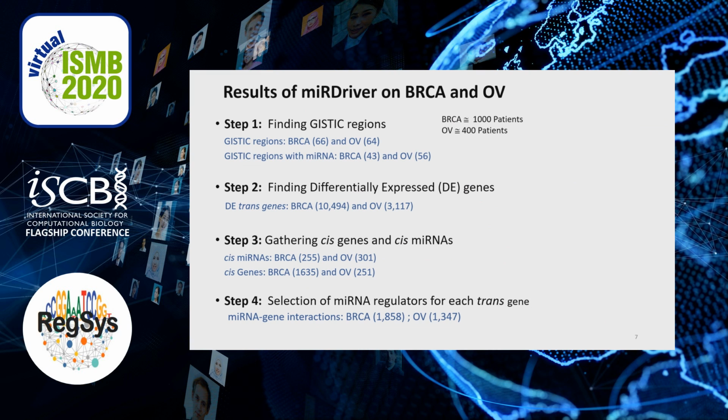We tested our pipeline on TCGA breast cancer and ovarian cancer datasets. Our tool inferred around 1800 microRNA gene interactions for breast cancer and around 1300 interactions for ovarian cancer.